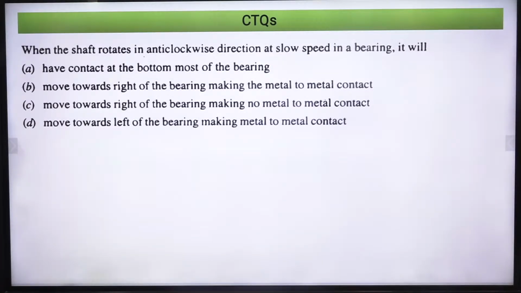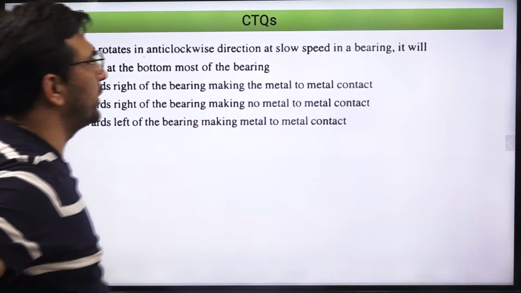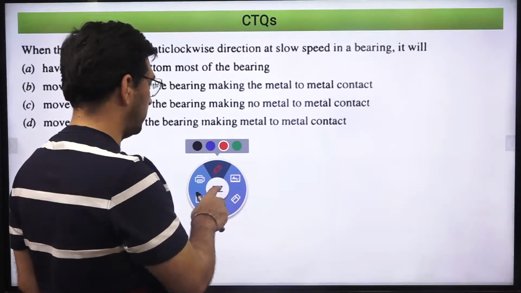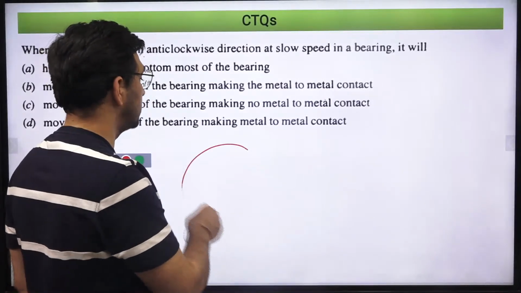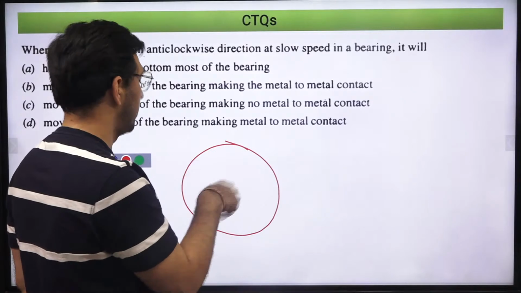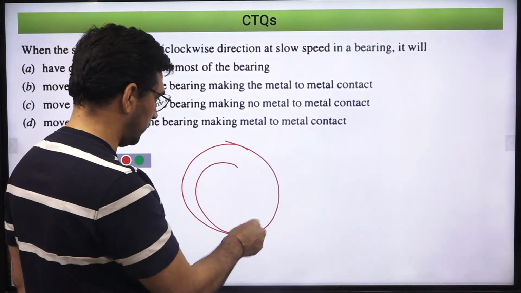Just see this. Read this statement carefully. It says that when the shaft rotates in anti-clockwise direction at slow speed, in a bearing, what is it going to have? Clockwise direction, anti-clockwise direction. Anti. So this is the initial position, all of you know.